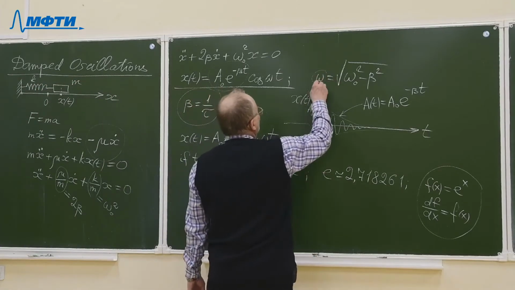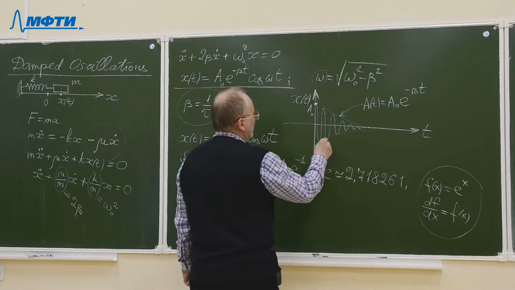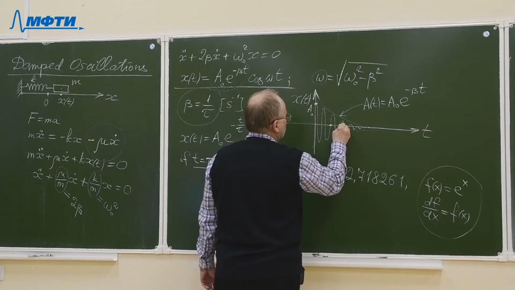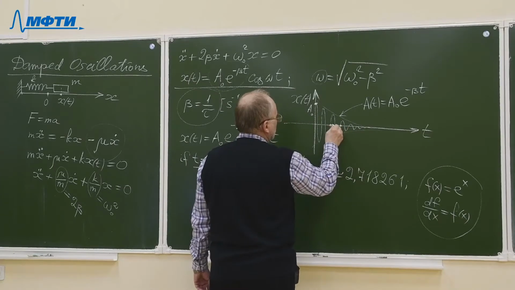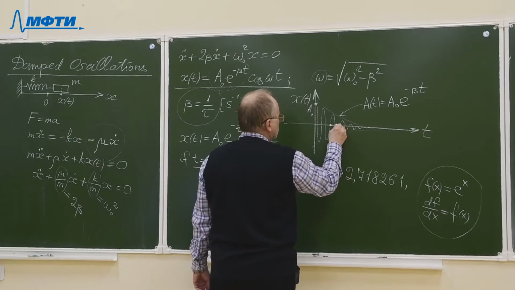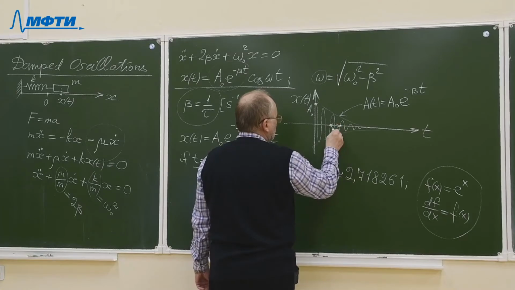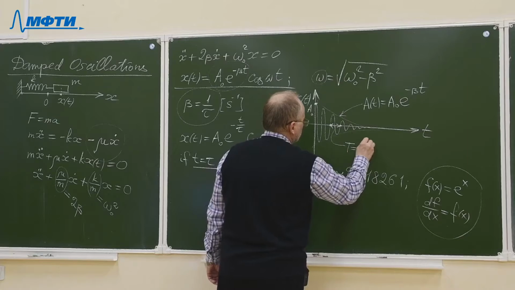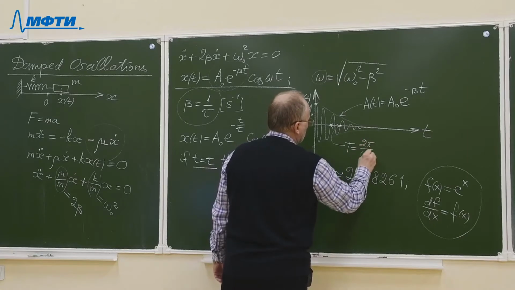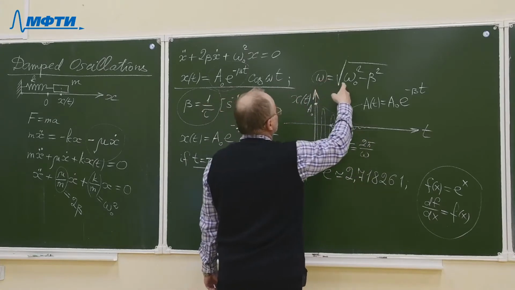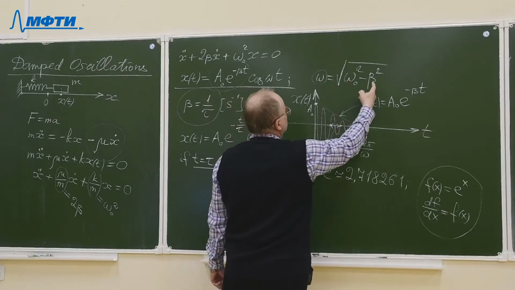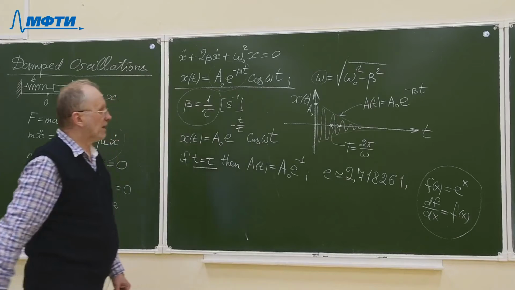And this quantity omega will define the period of oscillations. Here we can indicate the period of oscillations. This time interval will be a period of oscillations, which is 2 pi divided by omega. This omega depends both on the spring stiffness and the air drag coefficient.